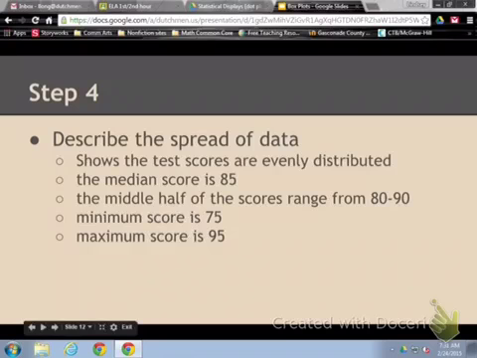Step 4, then we can describe our data. We can show that the scores are evenly distributed. Everything looks about the same. The median score is 85. The middle half of the scores range from 80 to 90. And then our minimum score is 75 and our maximum score is 95.